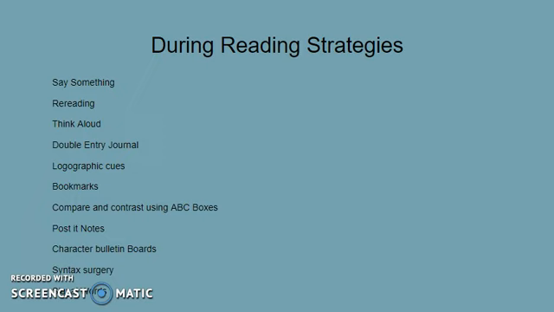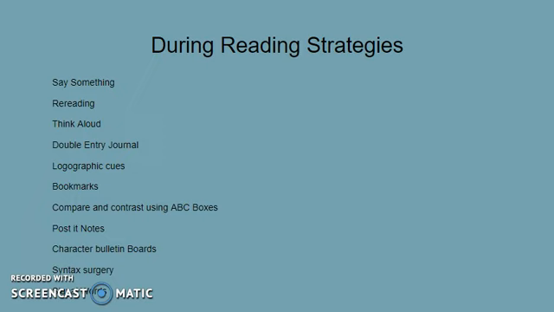And then the think aloud is basically you'll be reading, and if a thought comes across your mind, you'll just say it out loud. This would have to be modeled by teachers, though. A double entry journal is usually you sort of annotate about what is happening in the story.